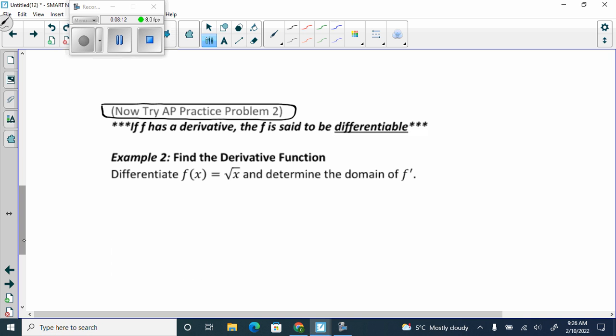So we're going to differentiate f of x equals root x and determine the domain of f prime of x. Okay? So the first thing, let's sketch it. So we have 0, 0, 1, 1, then 4, 2.